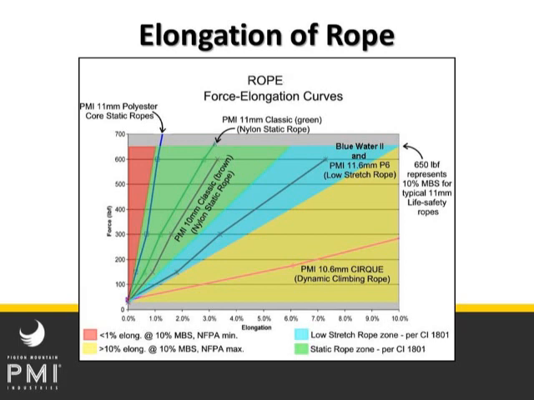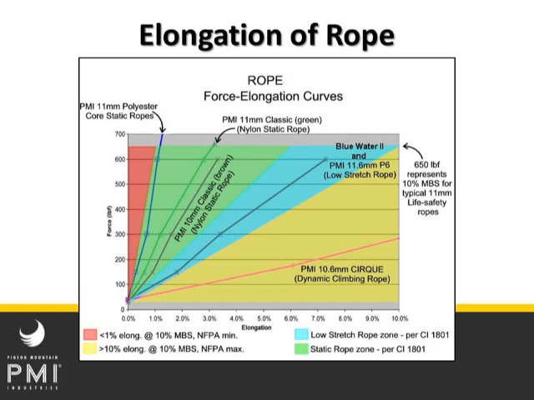And you should be able to get that information from the manufacturer of your choice on the ropes you're shopping for. And then the yellowish part of the slide is all the stuff beyond the low stretch definition of Cordage Institute 1801, all the way out to dynamic rope. And you can see the reddish line in the yellow is a 10.6 millimeter PMI dynamic rope.